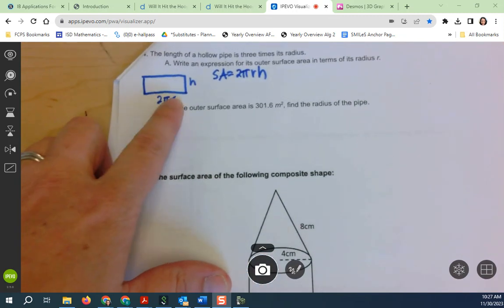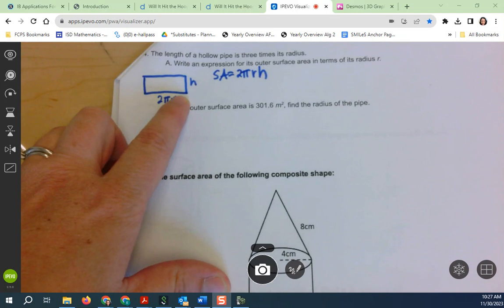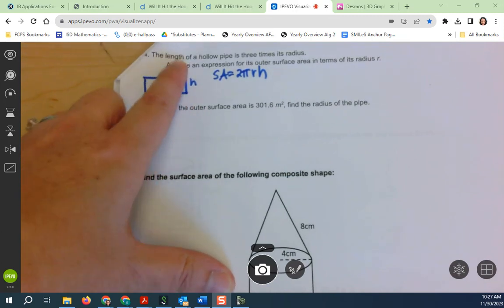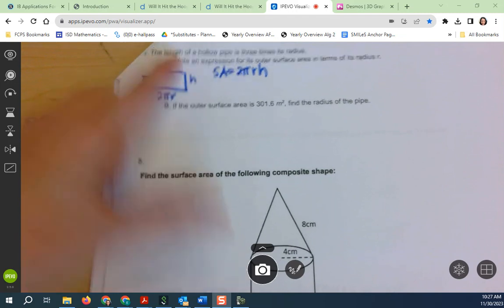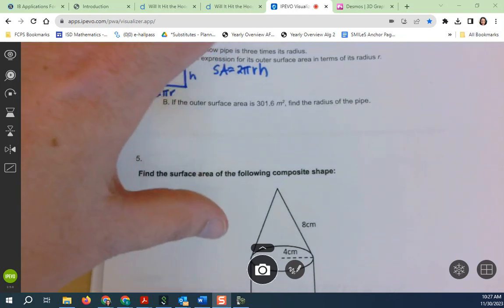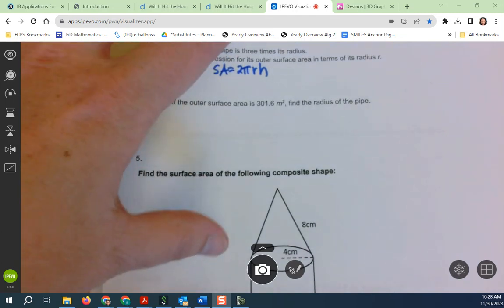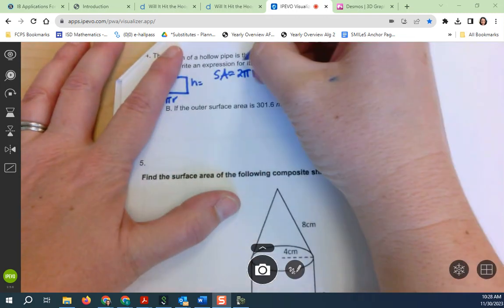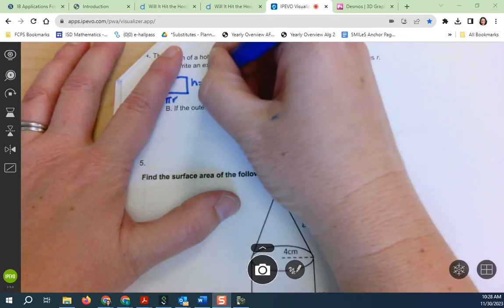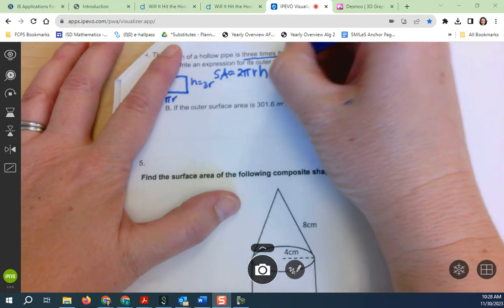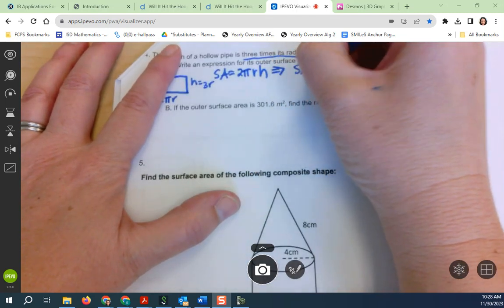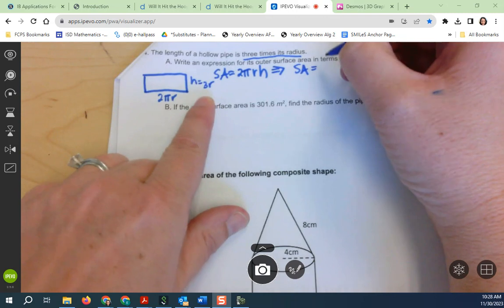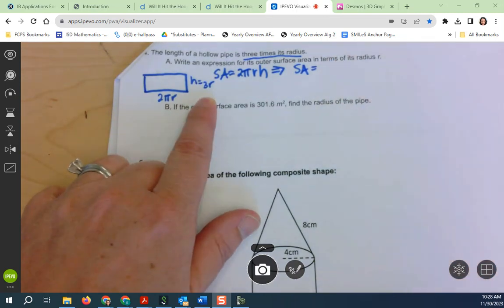2 pi r is the base, h is the height of the pipe, but the pipe says it has a length, not a height, right? That's just because the pipe is turned on its side. So the height is the length. The height is equal to 3 times the radius, so it's equal to 3r. So in this formula for surface area, I can substitute 3r for the h.